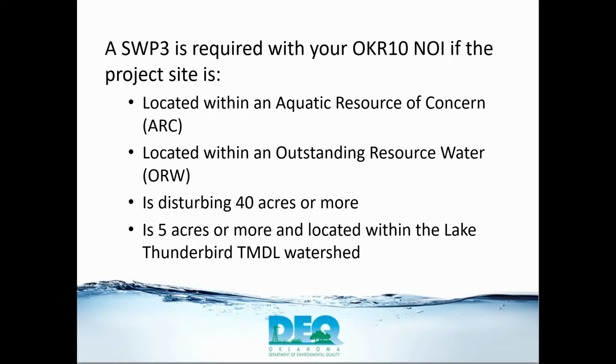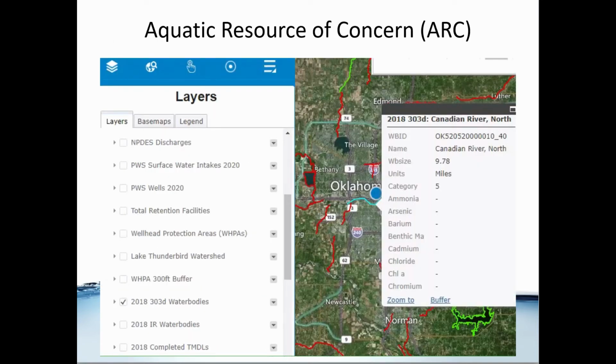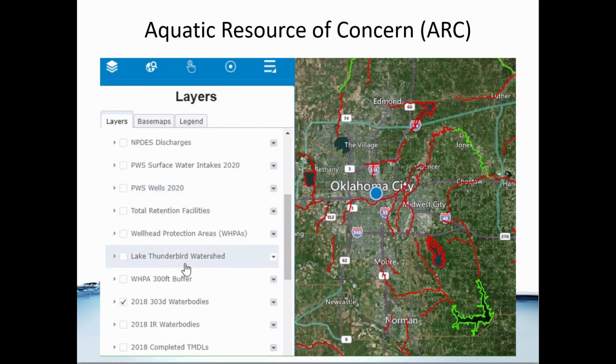As a reminder, the project must complete and submit a SWP if it is located within an aquatic resource of concern, located within an outstanding resource water, is disturbing 40 acres or more, is 5 or more acres and located within the Lake Thunderbird TMDL watershed. We will now determine if your project site lies within an aquatic resource of concern. Close the additional 303D data box. Return to the layer menu on the left-hand side and uncheck the 303D waterbody box.